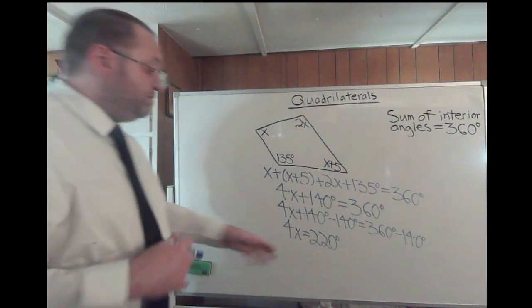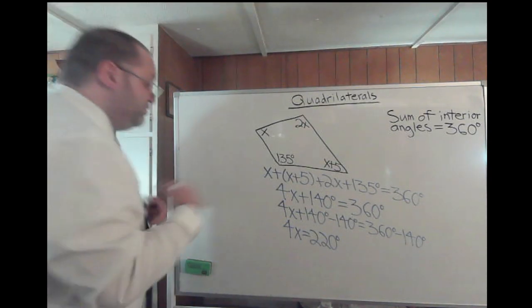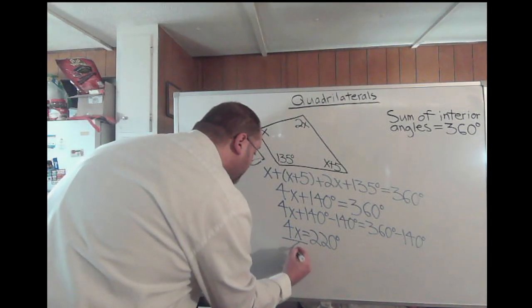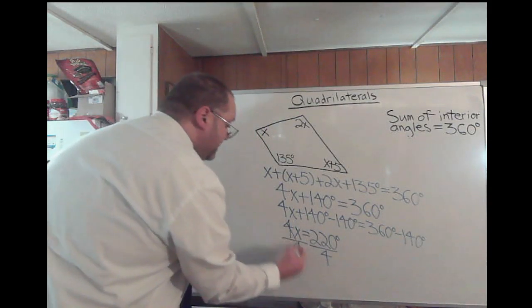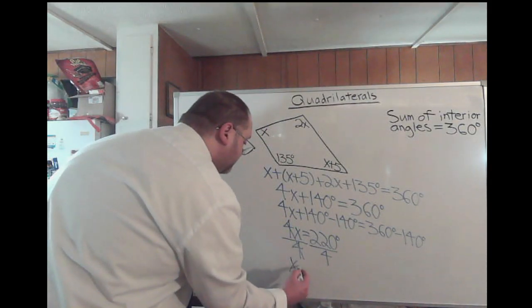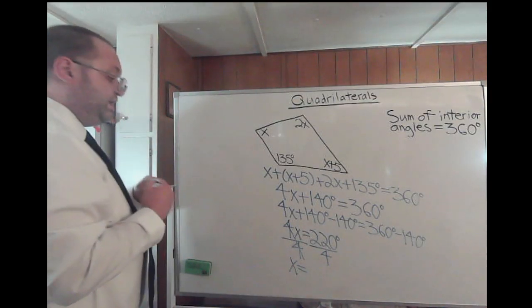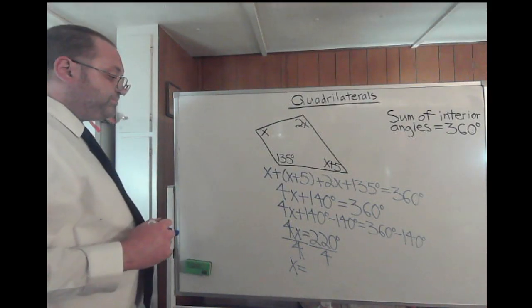Well, we got 4x. We want to solve for just x. Divide both sides by 4. Let's go ahead and do that here. Left side, 4's cancel out. You'll just get x is equal to 220 divided by 4.